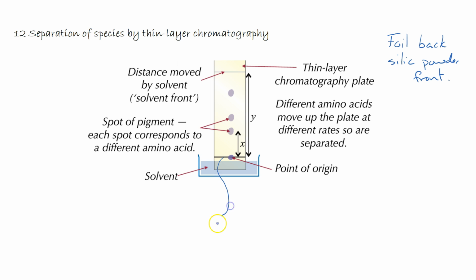What we generally have is a pencil line at the bottom. We use pencil because that's not going to be soluble in any of our solvents. We make sure that we dip our thin layer chromatography plate and ensure that the solvent is above the line of the pencil. Onto the pencil line, we spot our sample. So we try and put a concentrated spot of the sample onto the pencil line that we draw.